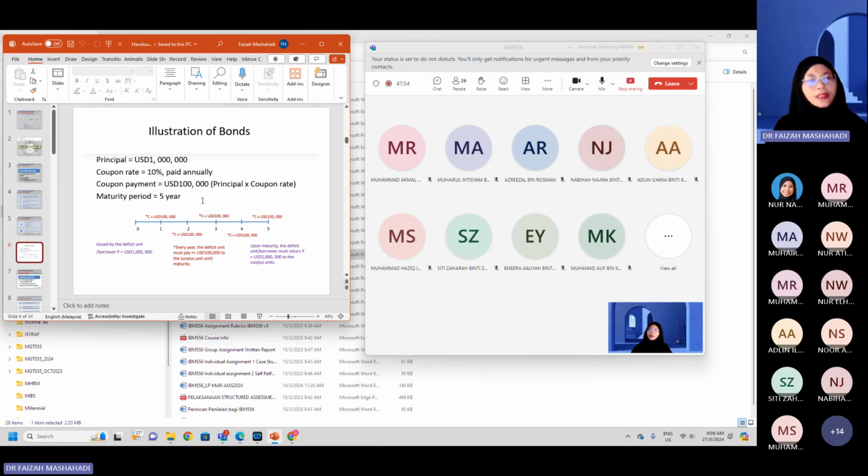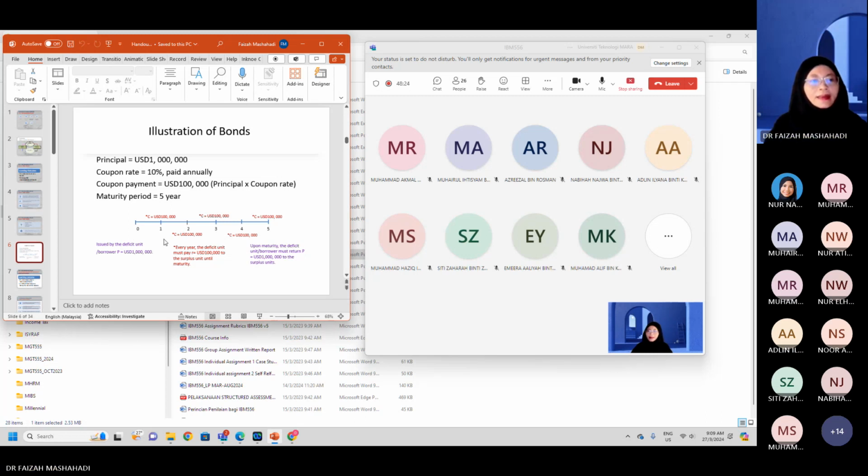So this 100,000 US dollar must be paid by the deficit unit to the surplus unit every year from year 1 until year 5. So you can read here, right? It is issued by the deficit unit or the borrower, right? The amount is 1 million US dollar. Time period, year 0, right? That one is year 0.